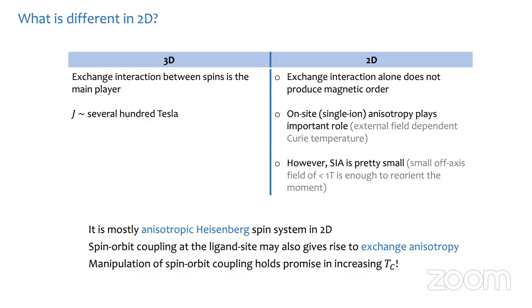On top of all this understanding that came out of experiment, we can also add one more understanding from our theoretical perspective: when you look into chromium and iodine, you see that there is a strong spin orbit coupling at iodine. So this chromium iodine bonding may also give rise to something called exchange anisotropy.